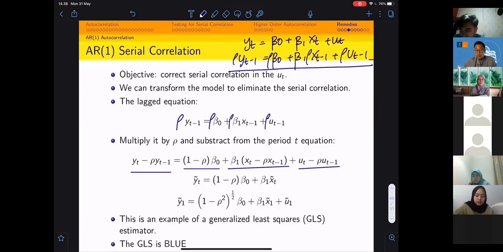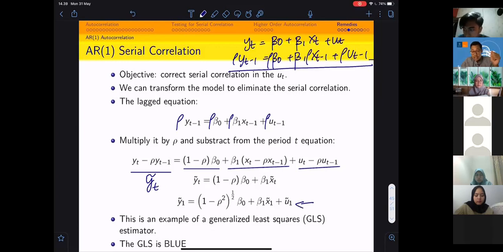Suppose that y_t − ρ y_{t-1} could be written as ỹ_t. Okay, so you have ỹ_t = (1 − ρ) β0 + β1 x̃_t. Okay, now for the first observation, recall that in the first observation you don't have y_{t-1}, and so in that particular case you can just use the observation at period 1.